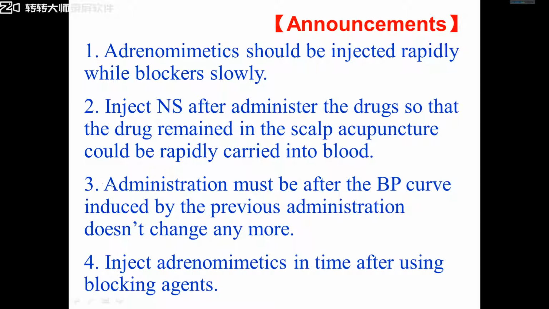Some notices. The first notice: adrenomimetics should be injected rapidly, while adrenal blockers should be injected slowly. Yes, we have injected like this. The second: inject normal saline after administering the drugs so that the drug does not remain in the scalp, and can be rapidly carried into the blood circulation. Yes, that's how we have done this.